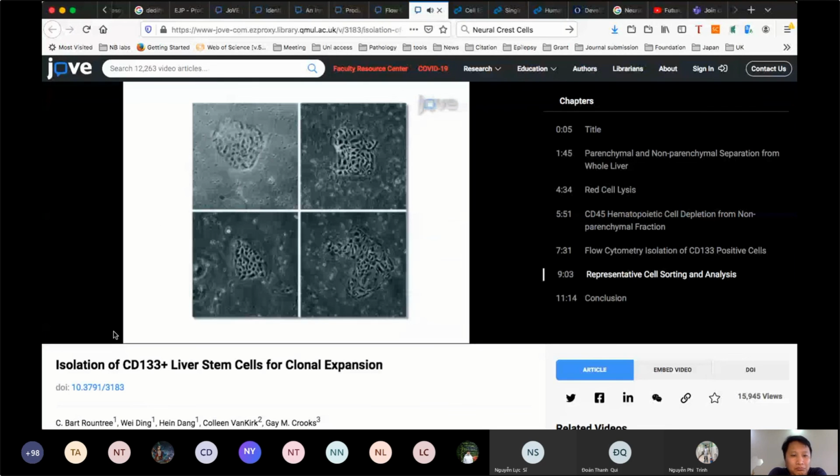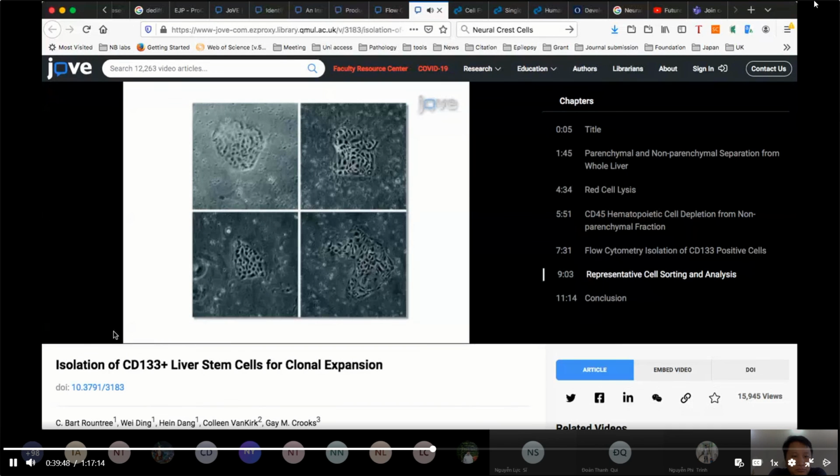Following sorting, cells were cultured and clones were expanded. Shown here are phase contrast images of 4 colonies derived from single CD133 positive cells expanded on laminin-coated 96-well plates. These cells are 7 days post-isolation.